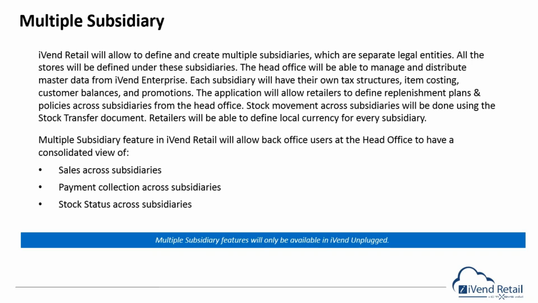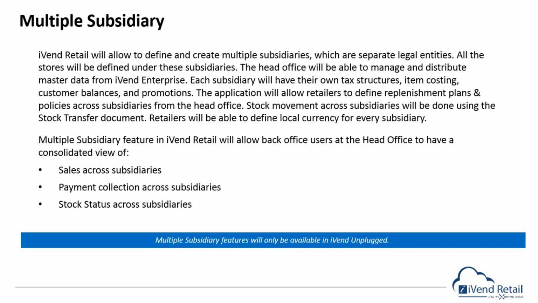The application will allow retailers to define replenishment plans and policies across subsidiaries from the head office. Stock movements across subsidiaries will be done using stock transfer documents, and retailers will be able to define a local currency for every subsidiary. This is again one of the best features.